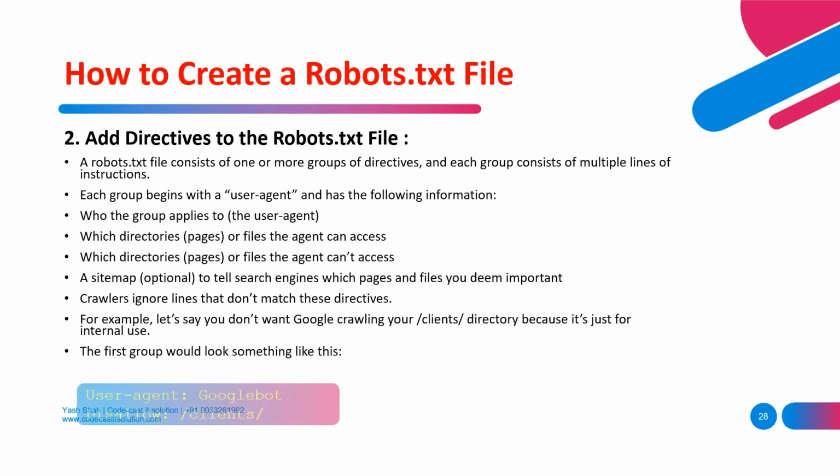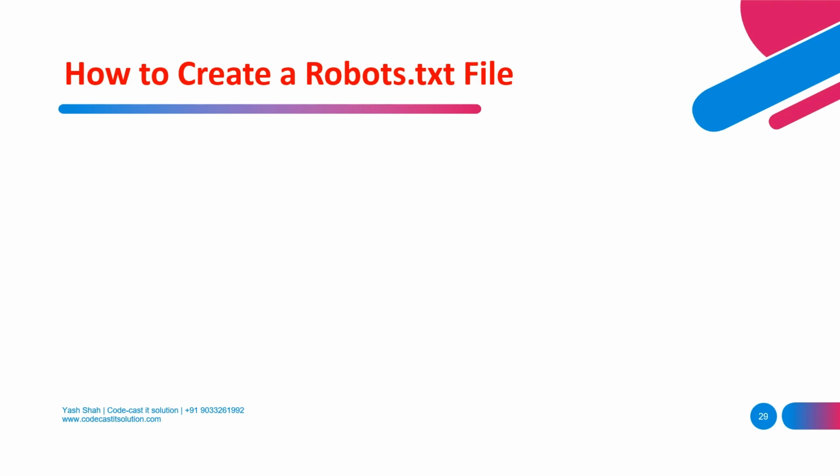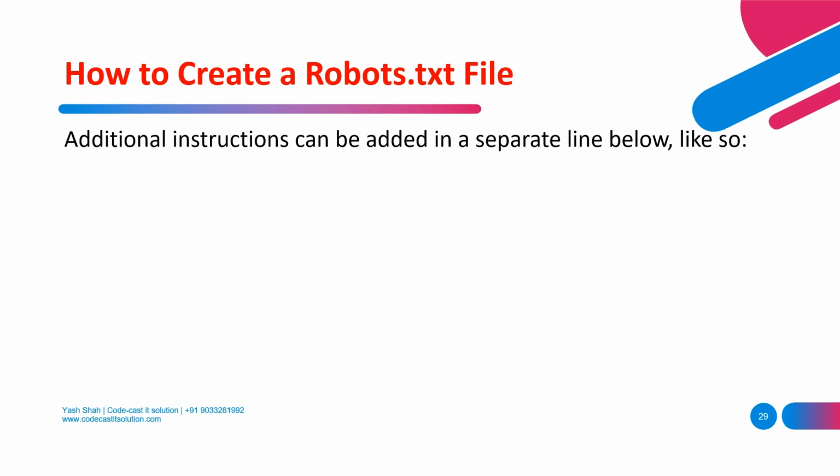For example, let's say you don't want Google crawling your client's directory because it's just for internal use. The first group would look something like this. Additional instructions can be added in a separate line below, like so. Once you're done with Google's specific instructions, hit Enter twice to create a new group of directives.